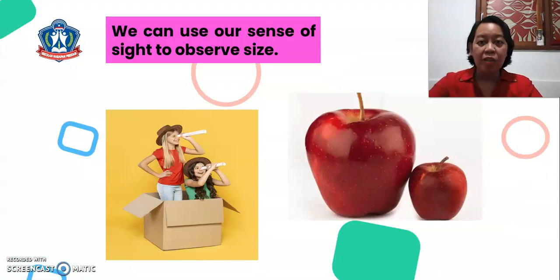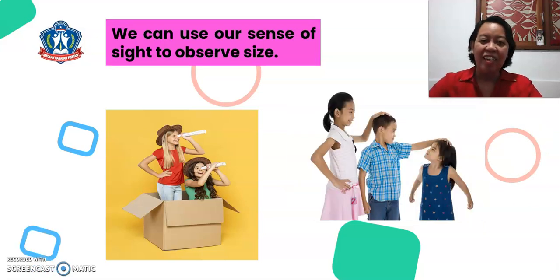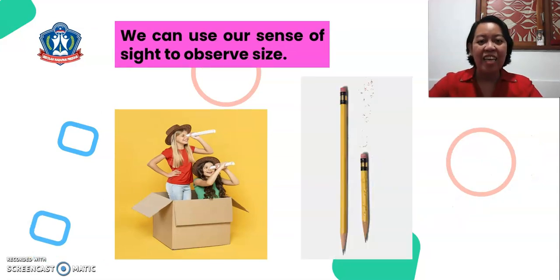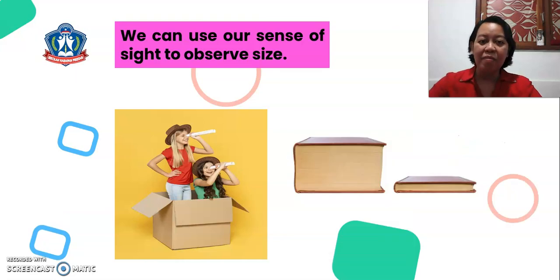We can use our sense of sight to observe size. Look at the picture of the two apples here. One is big and the other is small. What about these children? They are comparing their height. And these two pencils, one is long and the other is short. And these two books, one has thick pages and the other one has thin pages.